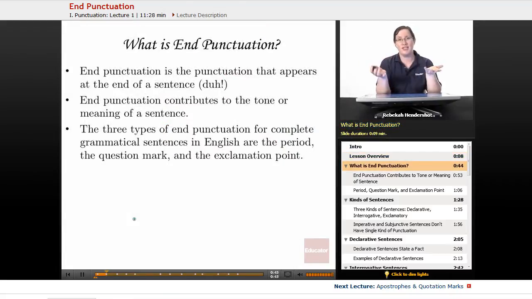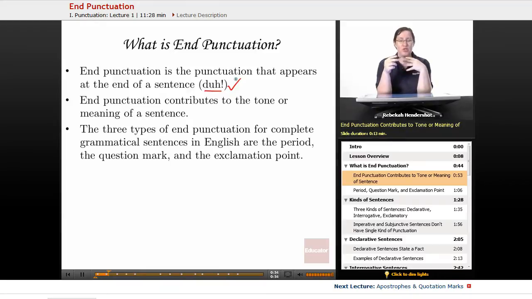Alright, what is end punctuation? End punctuation is the punctuation that appears at the end of a sentence. Duh. End punctuation contributes to the tone or the meaning of a sentence. Basically, end punctuation affects the way the sentence sounds in your head, which, of course, affects the way a piece of writing sounds in your head.